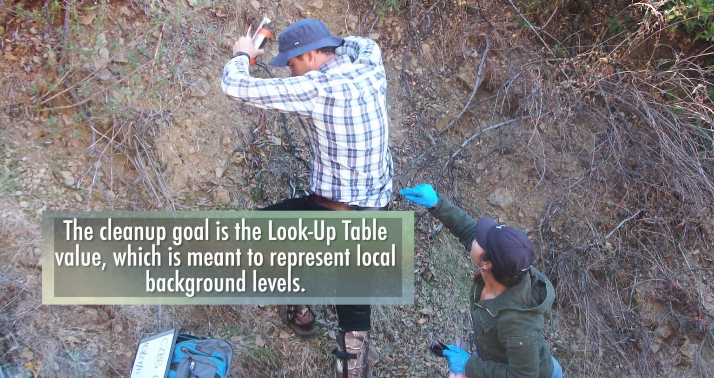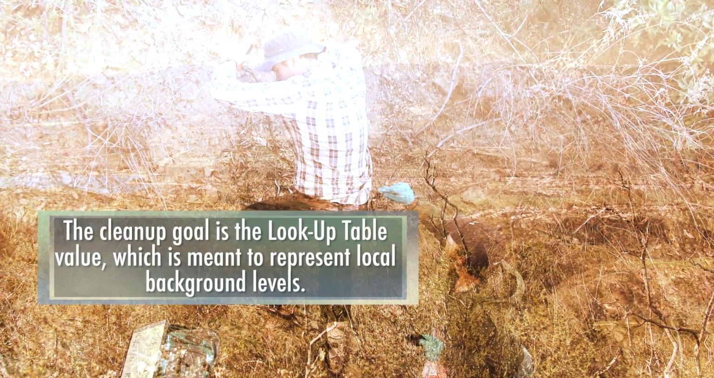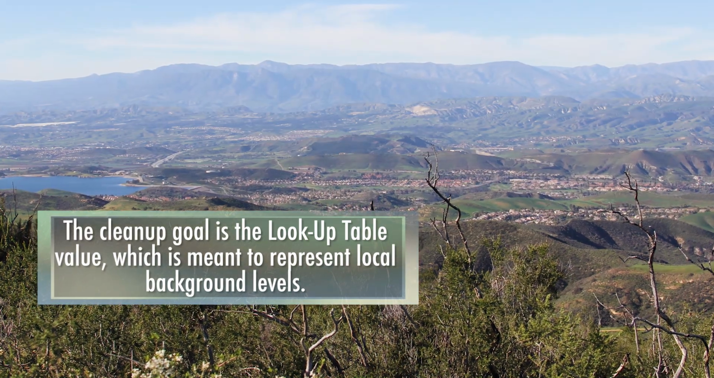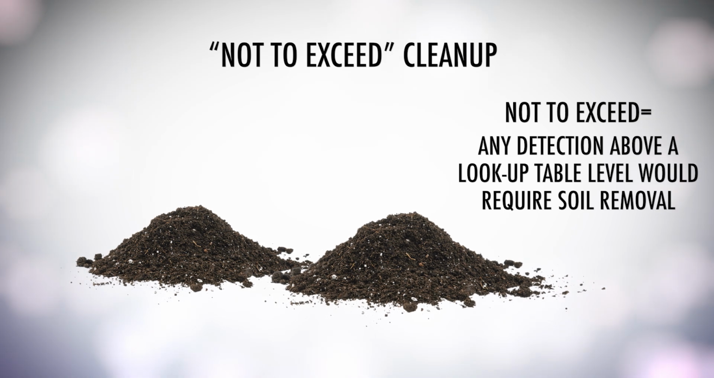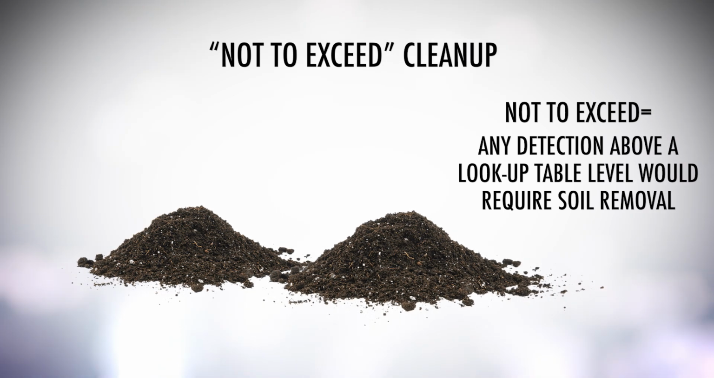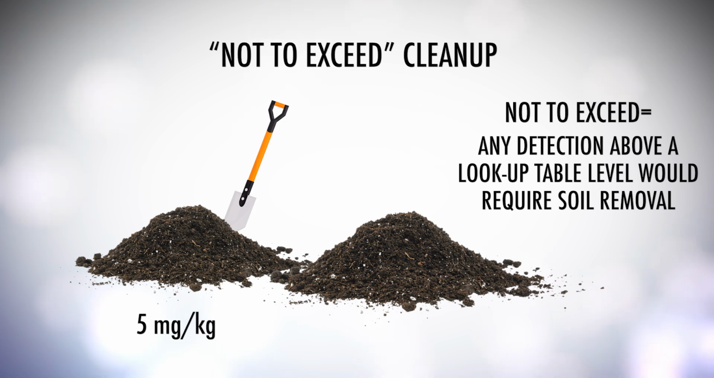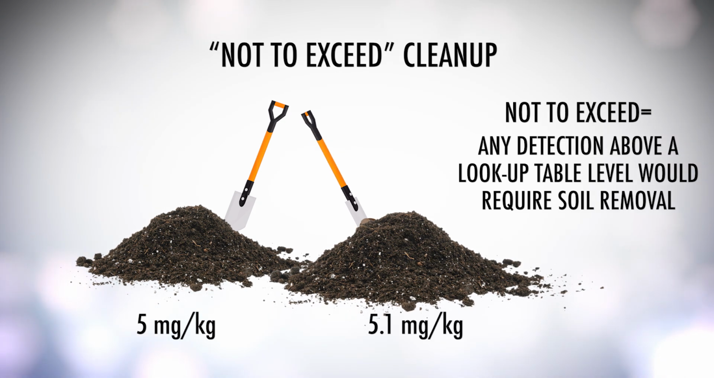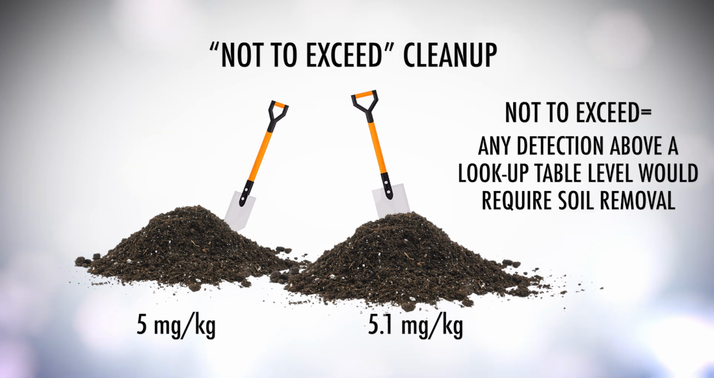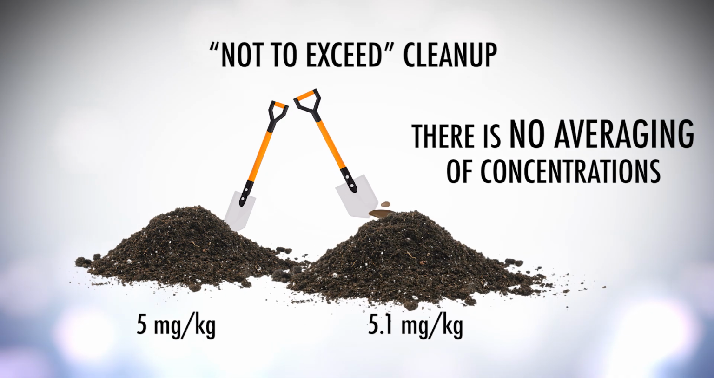The cleanup goal is the lookup table value, which is meant to represent local background levels. In a not-to-exceed cleanup, any detection above the lookup table would require soil removal. If the lookup table value is 5 milligrams per kilogram and the detection is 5.1 milligrams per kilogram, that soil would have to be removed. There is no averaging of concentrations.